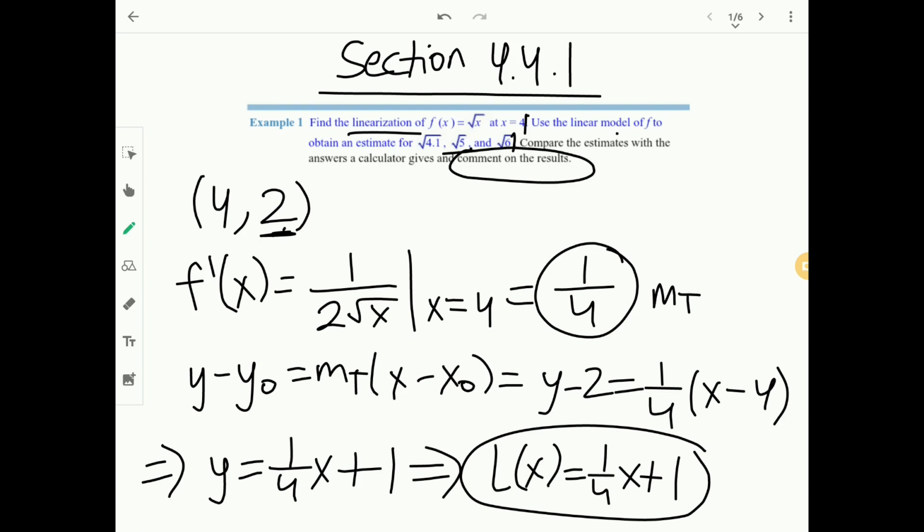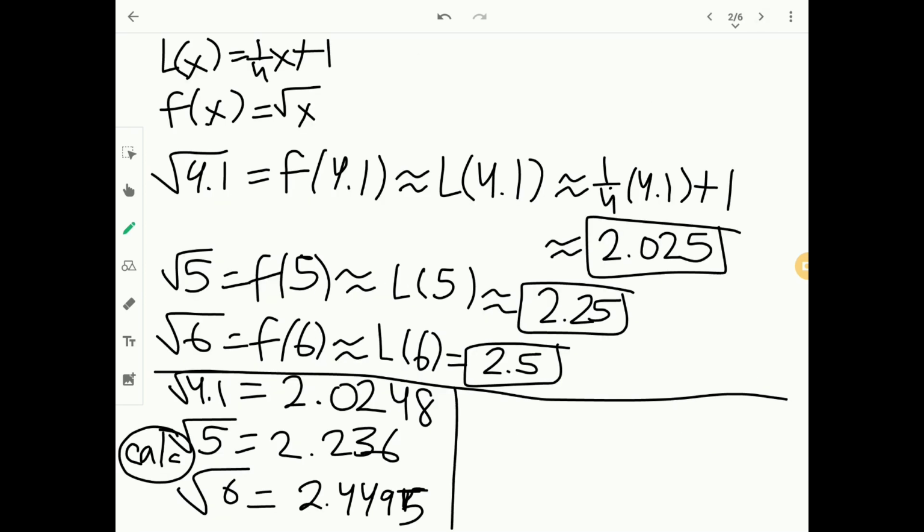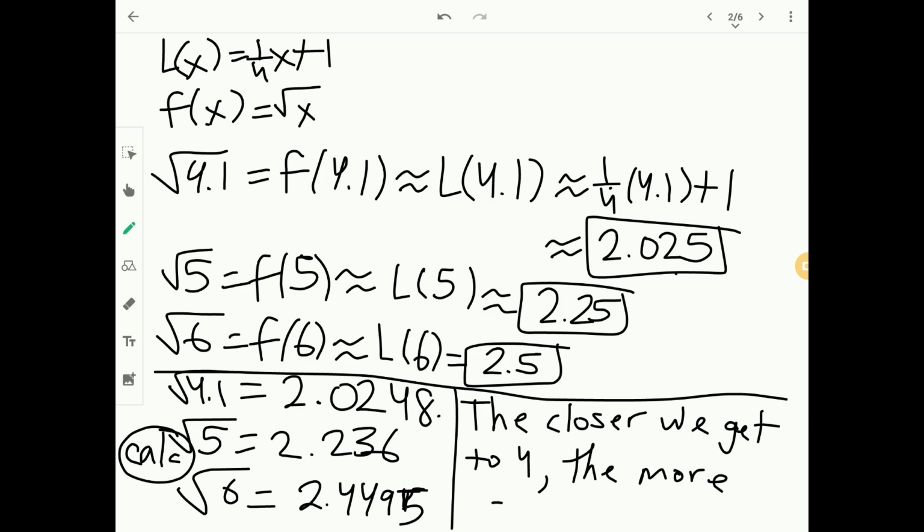Comment on the results. We see that the values that we're getting with the linear model are extremely close. 2.025, 2.0248, they're rounding errors. But one thing to notice here, the closer we get to 4 or any point that was given in the question, the more accurate the answer. What does this mean?